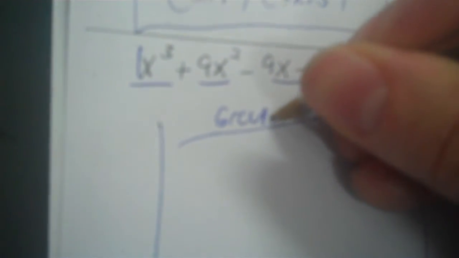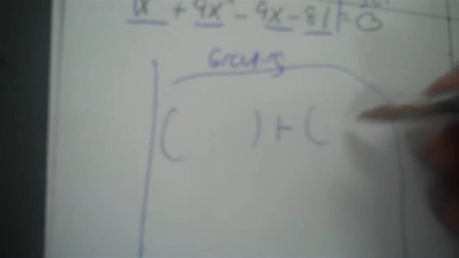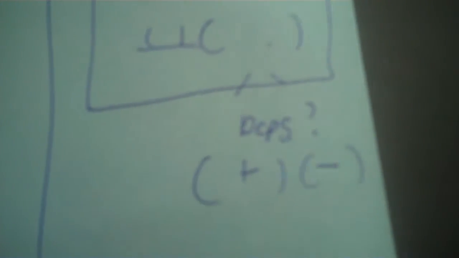Grouping. Set that up. The parentheses plus with the plus sign. And the same thing. Little parentheses, big parentheses. And remember, we check this one for a difference of perfect squares.